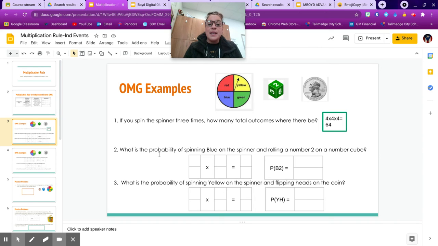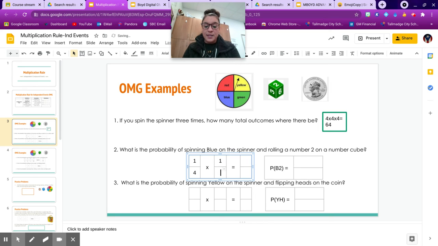The next problem says, what is the probability of spinning blue on the spinner and rolling a number 2 on the number cube? Well, the probability of blue on the spinner is 1/4. The probability of getting a number 2 on a number cube is 1/6. So now I'm just going to multiply straight across. 1 times 1 is 1. 4 times 6 is 24. So the probability of blue and 2 is 1 out of 24.